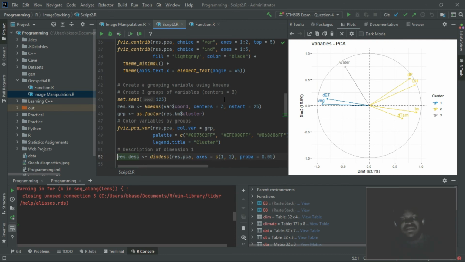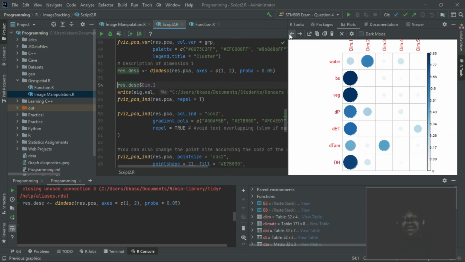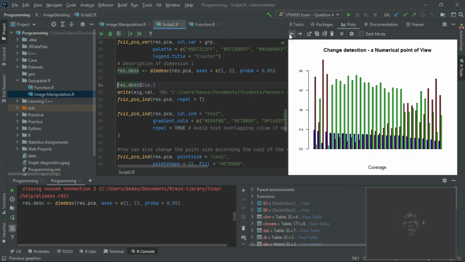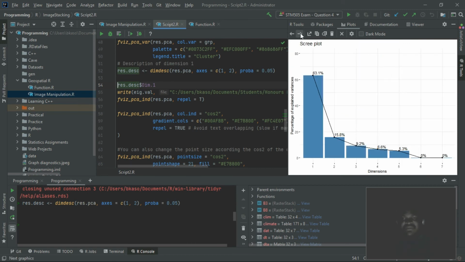Well, that's that. The rest is not really important for this tutorial. But as we have seen, we were able to create our plot and detect changes. Okay, this is the one I missed. How did I miss this plot? This is the one that shows us the percentage that each dimension contributes.